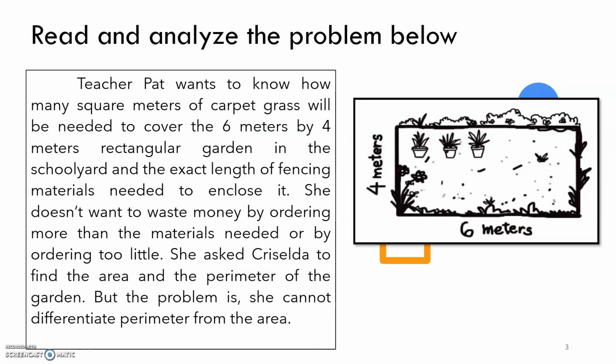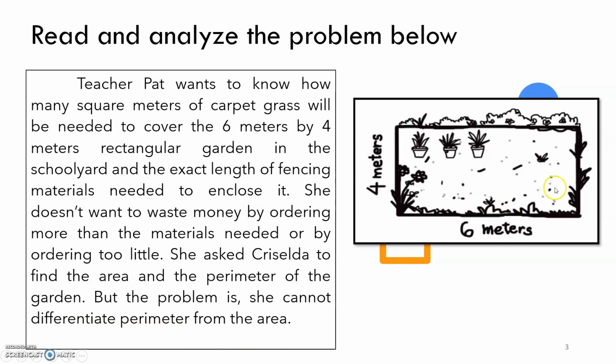So for our lesson, read and analyze the problem below. Teacher Pat wants to know how many square meters of carpet grass will be needed to cover the 6 meters by 4 meters rectangular garden in the schoolyard and the exact length of fencing materials needed to enclose it. She doesn't want to waste money by ordering more than the materials needed or by ordering too little. She asked Griselda to find the area and the perimeter of the garden. But the problem is she cannot differentiate perimeter from the area.